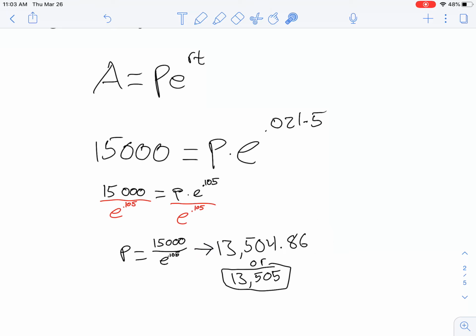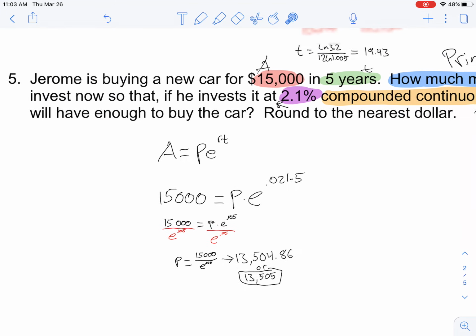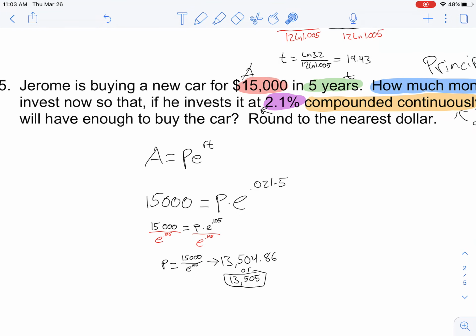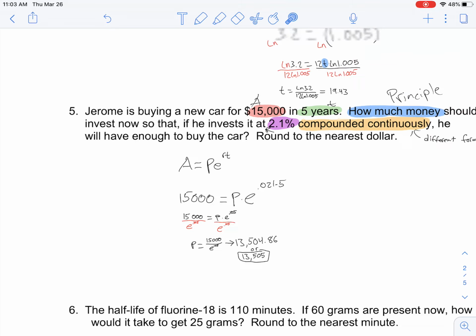When you put that in a calculator, you get a number similar to this. I think I rounded here, but we needed a whole dollar, so we're talking $13,505 is how much he would have to invest at 2.1% interest compounded continuously for it to grow into $15,000 in 5 years. All right, last two.